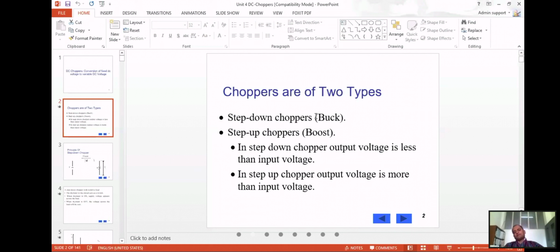Now let's go back to our unit. What we are trying to talk about in this unit is choppers. These choppers are of two types. One is step down and the other is step up chopper, similar to step up and step down transformers. There are two types of choppers, step up and step down. Then there is the derivation of these two choppers, the buck converter and the boost converter, which means step up, and each of these derivations is around 2 to 3 pages.